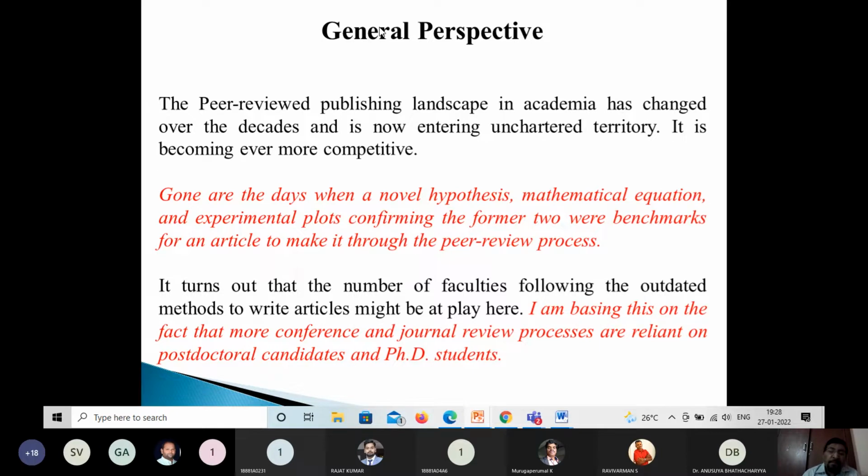So generally, let me first talk from a general perspective. Now, most of the journals, a few years back, would highlight in most research papers maybe a novel hypothesis or a mathematical equation, some amazing experimental plots. So all these were actually the benchmarks to pass through a peer review process. But now it's completely different.